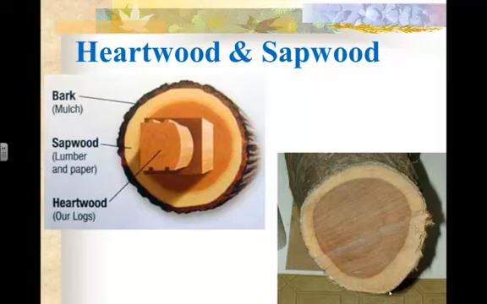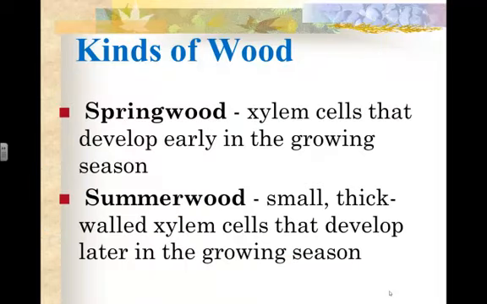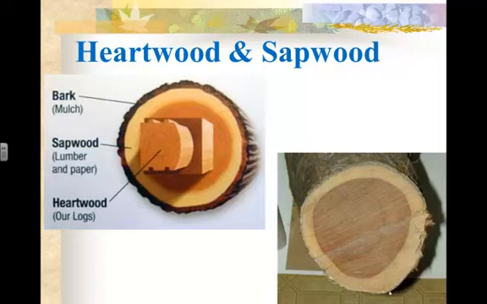Here's an example. Look at the real example there on the right. See all that dark color? That is heartwood. It's dead. It's non-functioning. It's in the center of the tree. And then look at the ring around it. That's kind of a beige color. That's the living xylem, the xylem that is conducting the sap. And that's why it's called sapwood. And it was interesting about, well, I think I'll tell you when I show you the picture of the tree.